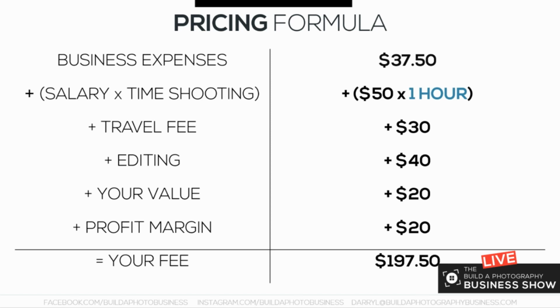Now, in terms of what you personally make from this, from that $197.50, we take away the $37.50 in expenses. We take away the $40 for outsourcing the photo editing, and we'll take away the $20 profit margin because although it's your profit, we're going to set it aside in a special bank account. So it's not something you get right now, and that's the point of having a profit margin value.